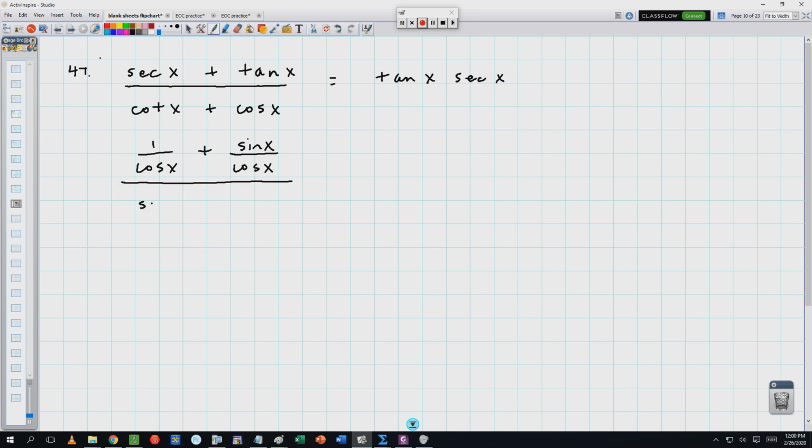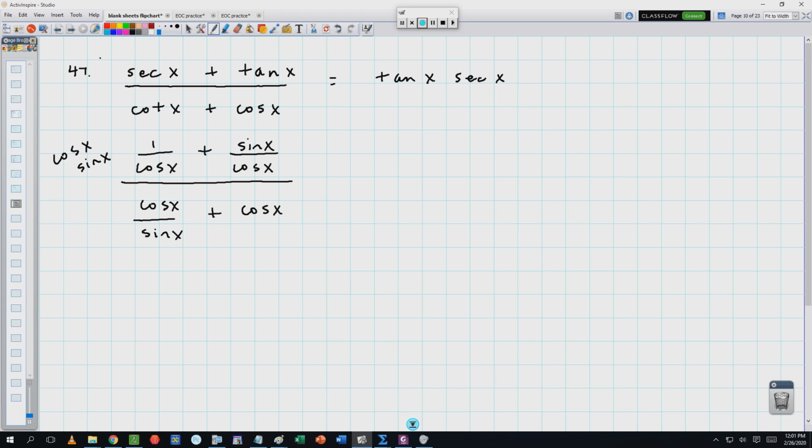On the bottom, that cotangent, and love the cosine. Complex fraction, I want to get rid of everything but the fraction part by multiplying by the least common denominator, which would be cosine and that sine. So everything on the top and the bottom.